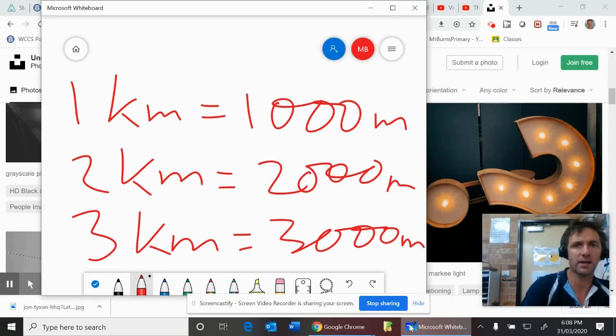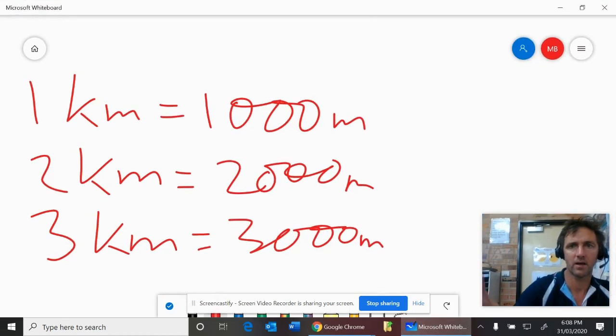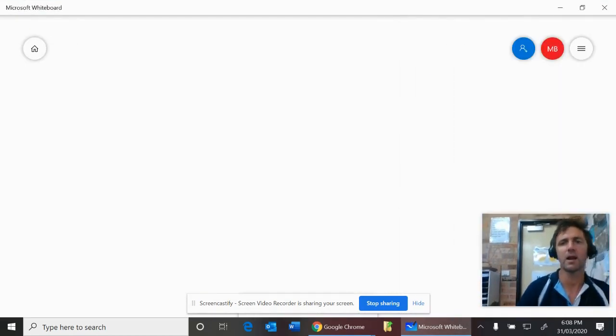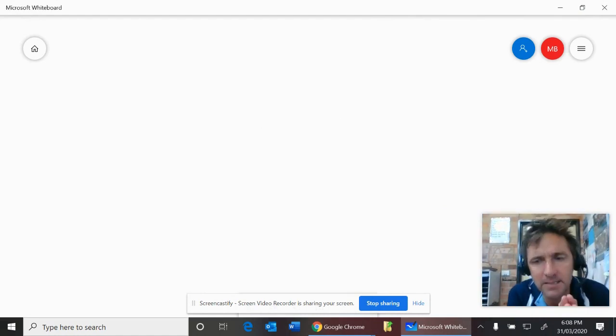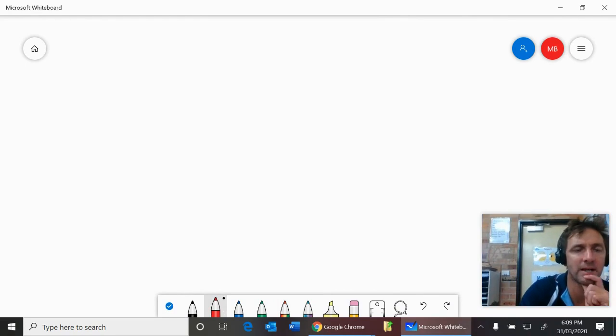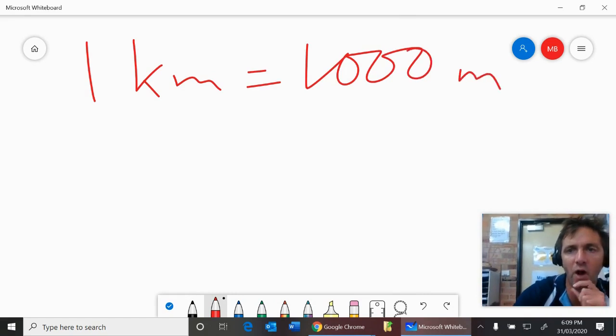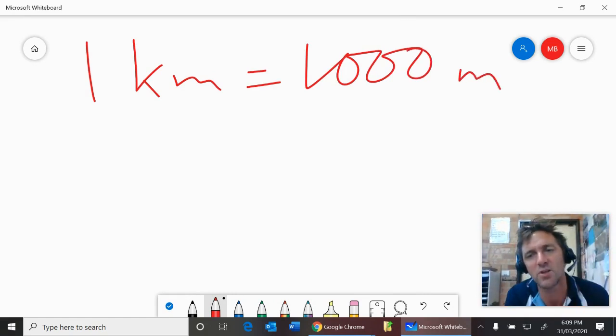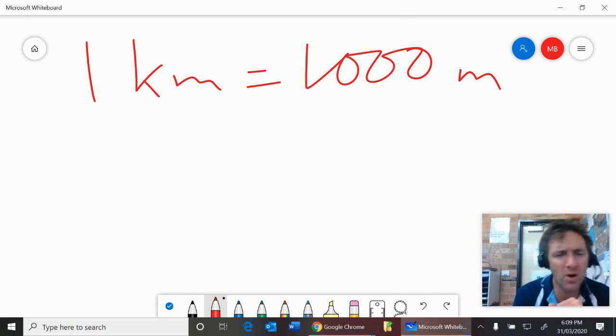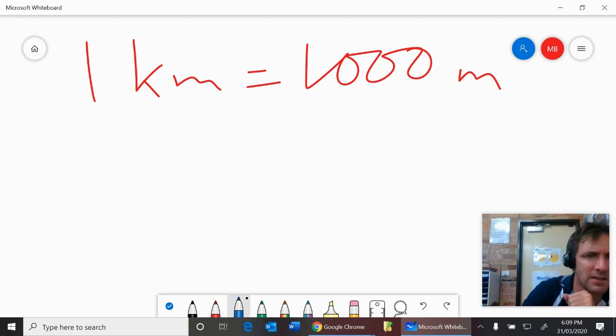So I'm just going to show you a couple more. I wonder if I can go bigger. Oh, I can. How wonderful. Create a new whiteboard. But look, we've had a bit of a look at metres and kilometres and how we're changing them. So we've had a brief look at things like 1 kilometre equals 1,000 metres, and I think you've got that. 2 kilometres equals 2,000 metres. Let's get it a bit more complex. I want to show you something like this.